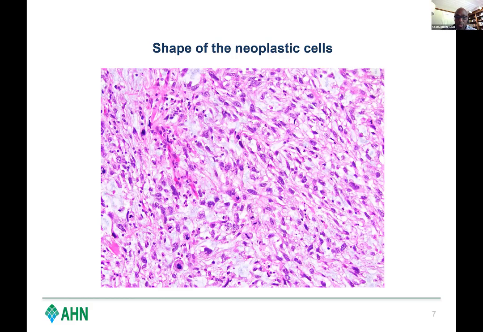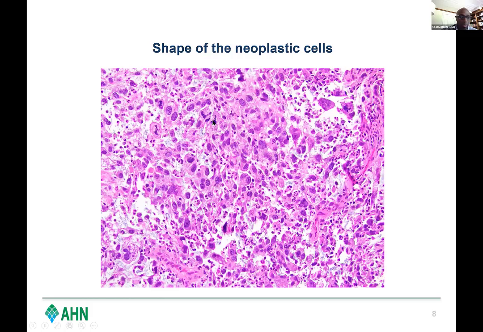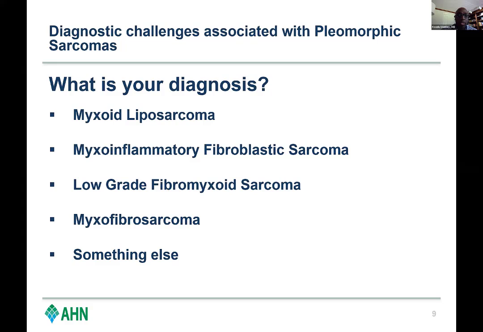Mitotic figures were increased. Here you can see a couple, including atypical forms. Some cells had the giant cell look to them. Now, I ask the audience, what is your diagnosis? Is this myxoid liposarcoma, myxoinflammatory fibroblastic sarcoma, Evans tumor, or low-grade fibromyxoid sarcoma? Is this a myxofibrosarcoma or something else?